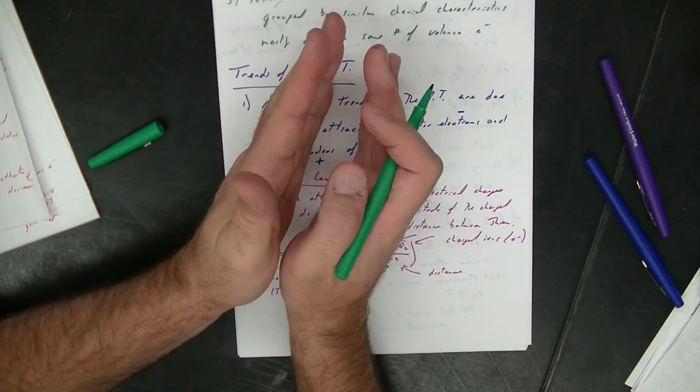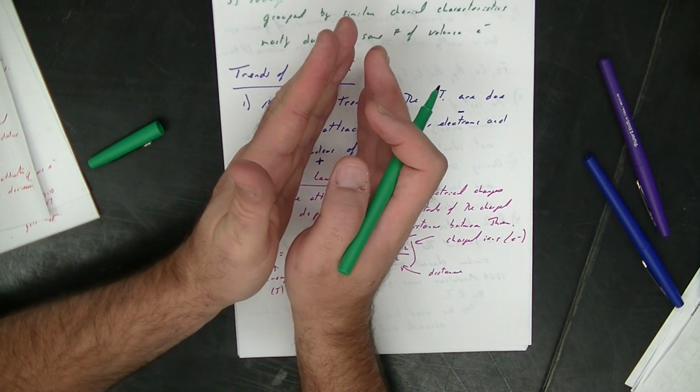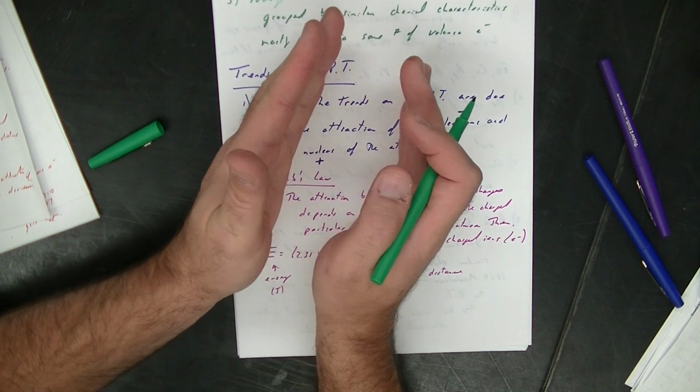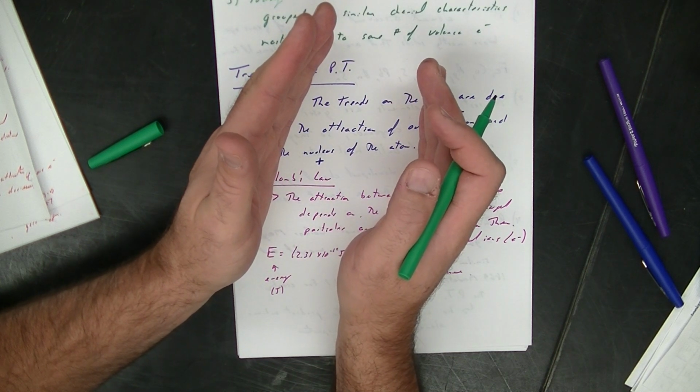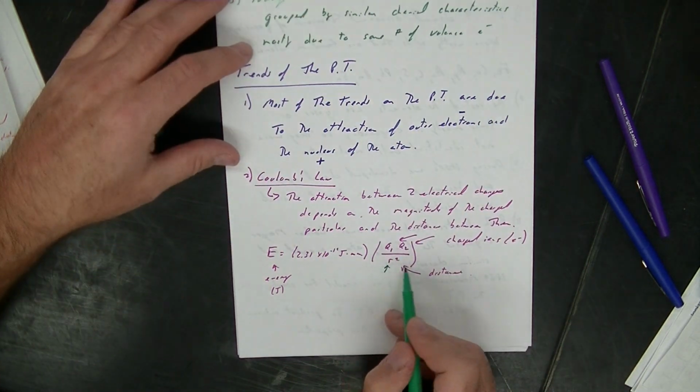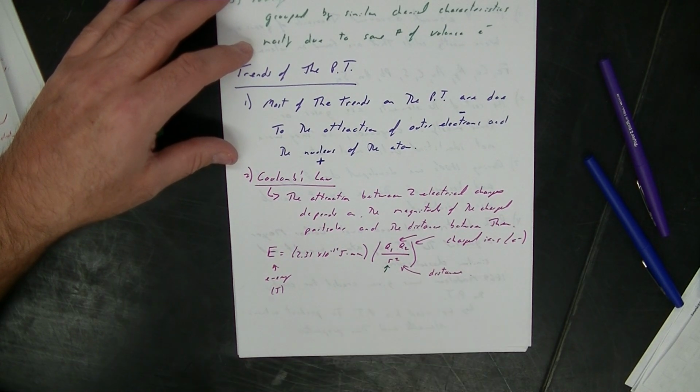If I have two magnets that are close together, you can feel that attractive force. If I just go out a little bit, you can't feel that attraction anymore. And that has to do with this inverse square.